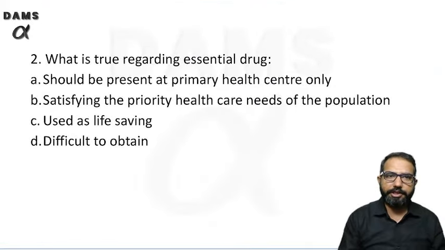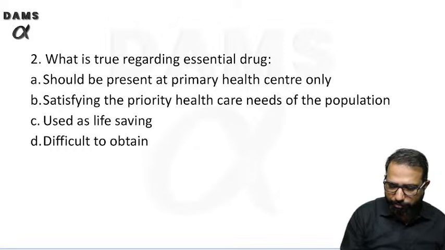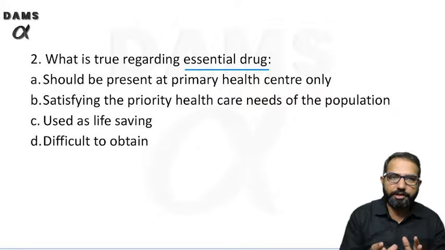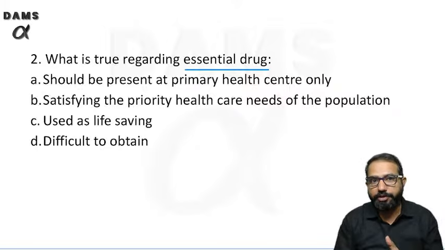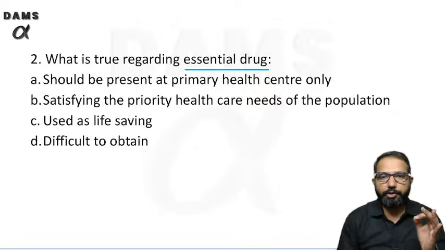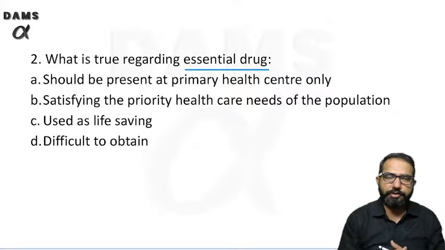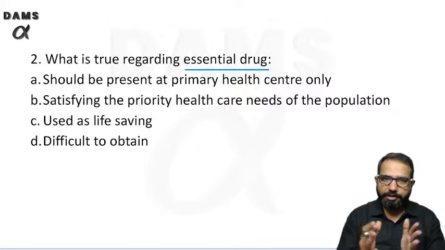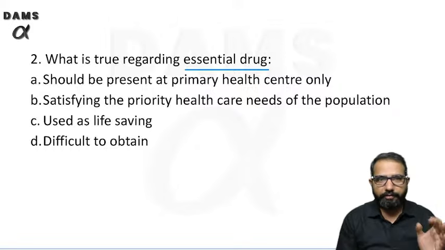Now coming to the second question. What is true regarding essential drug? By name only you can see essential drug. The options are: should be present at primary healthcare center, satisfying the priority healthcare need of the population, used as life-saving or difficult to obtain. What is the answer? You can send your answer in the comment. So what is your answer?